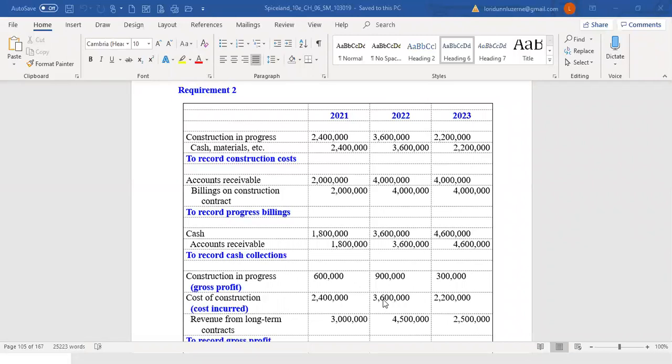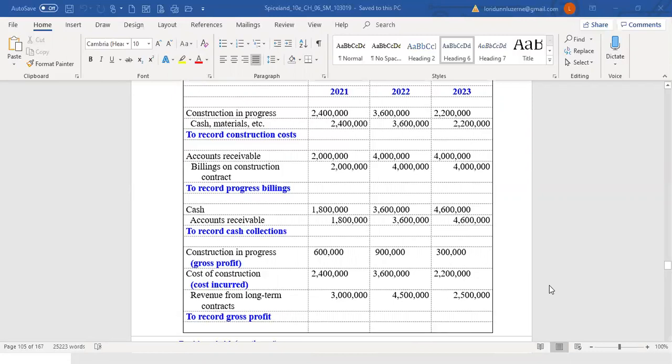Do the same thing for the second year with the actual revenue we're recording, $4.5 million. Debit the expense account, cost of construction for the actual cost incurred, and debit construction in progress for the gross profit for that year. And then you have your final year's revenue, costs, and gross profit. So when you do that, it will ultimately show the gross profit properly on the income statement each year. So those are the journal entries.